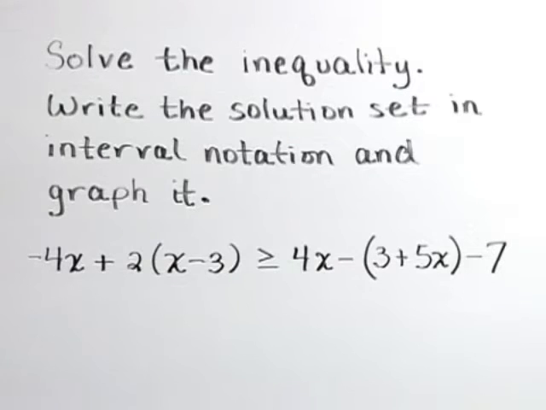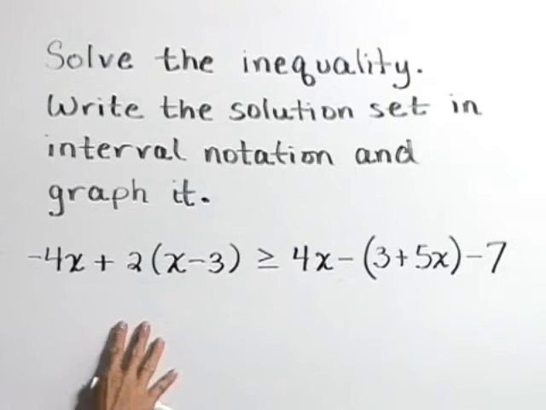Solve the inequality. Write the solution set in interval notation and graph it. Negative 4x plus 2 times (x minus 3) is greater than or equal to 4x minus (3 plus 5x) minus the number 7.